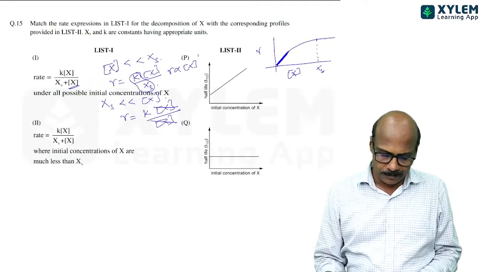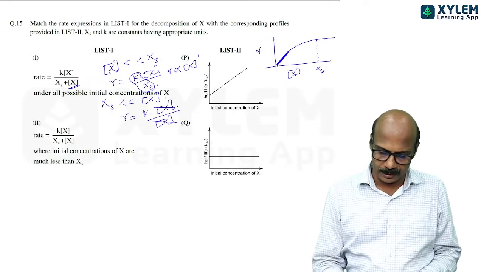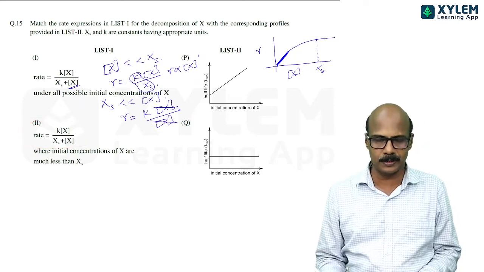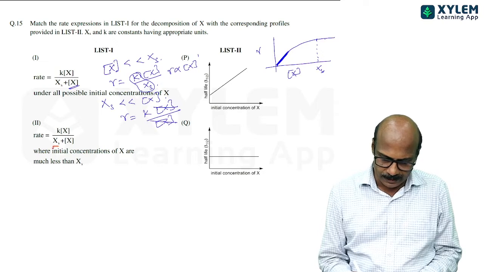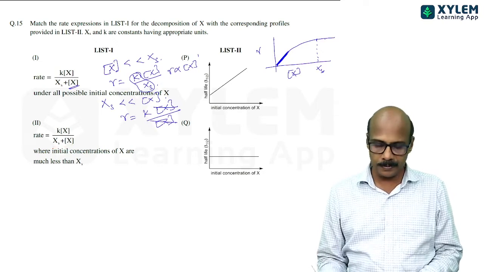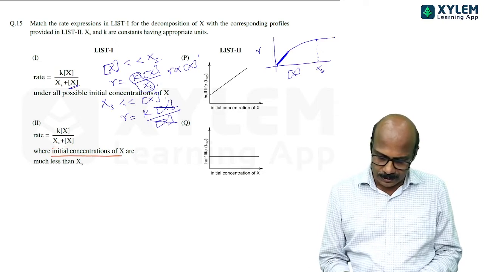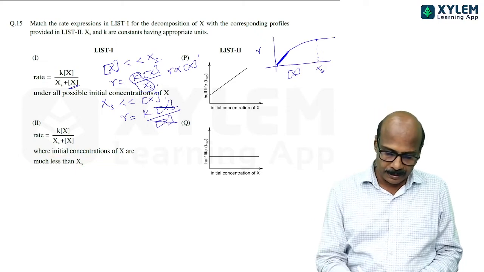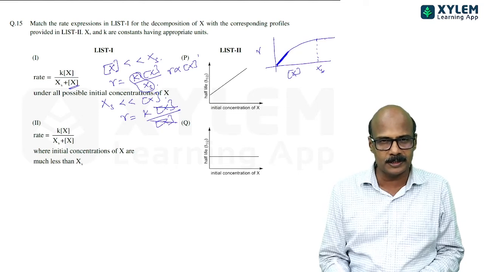And again, we are coming to the second one. In the case of the second one, they say rate equals K into concentration of X divided by Xs plus concentration of X, where initial concentrations of X are much less than saturated concentration. Initial concentration of X is much less.